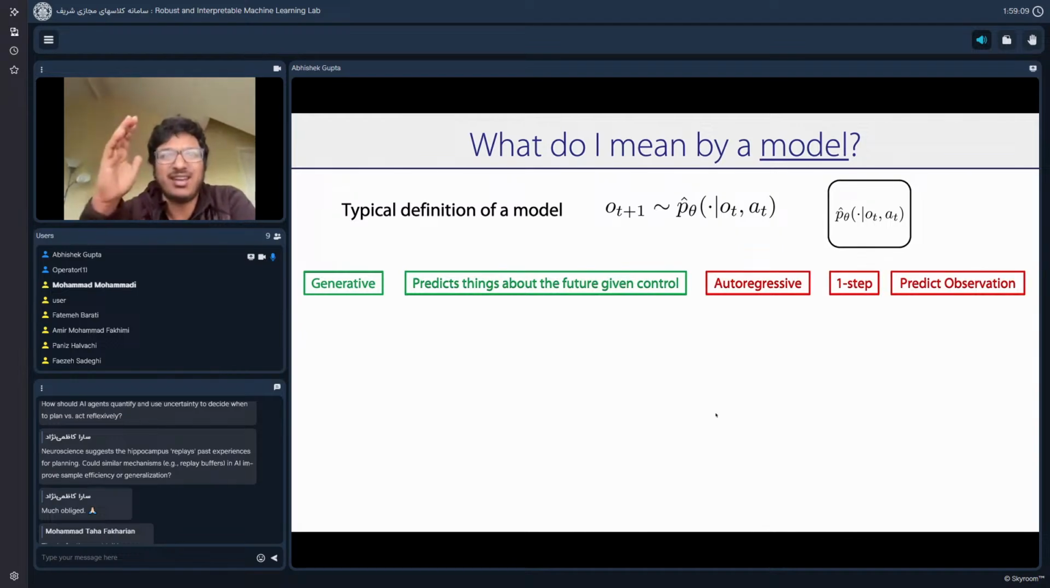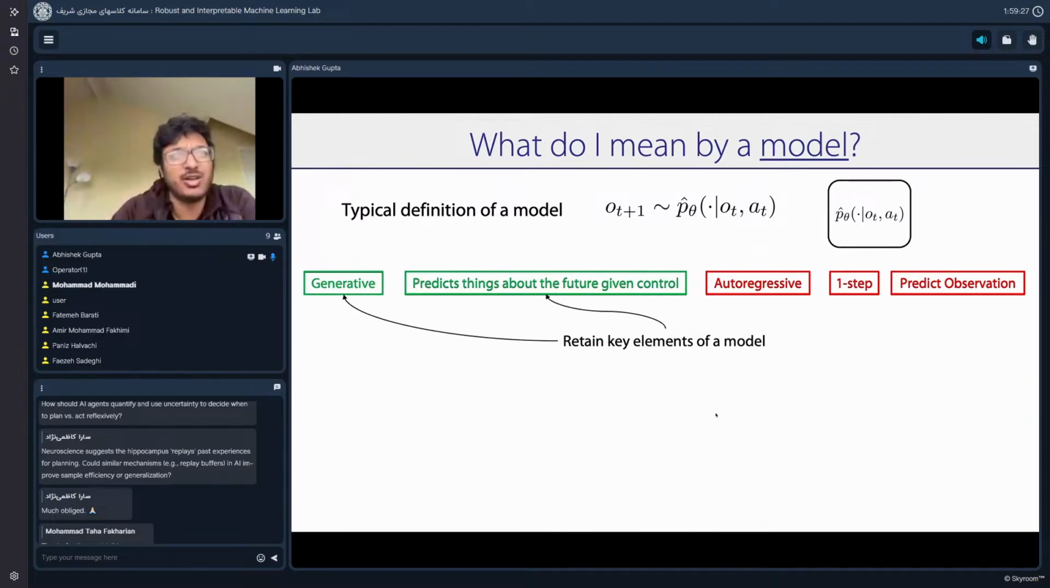But it's generally bad to do things that are autoregressive. You have compounding error. It's bad to do one step things when you want to predict multi step things. And you never actually need to predict future observation. You usually want to predict something more compact than future observation. So some of these elements are good and some of these elements are bad.